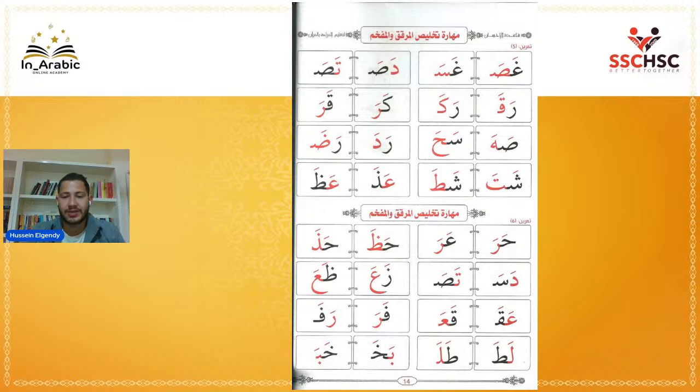So ta with ta is the light and the heavy, dal and the is the light and the heavy, ha and ha is the light and the heavy, dal and dad is the light and heavy, qaf and kaf is the light and heavy. Then we have sad and sin, light and heavy, dal is light, ta also is light. So this is what we are talking about today, the heavy and light letters.